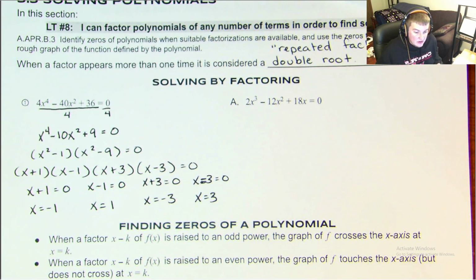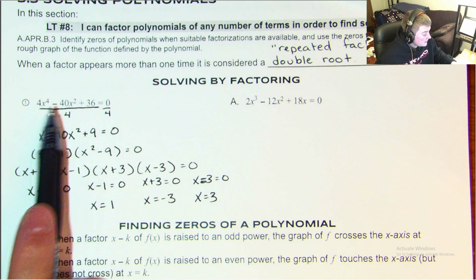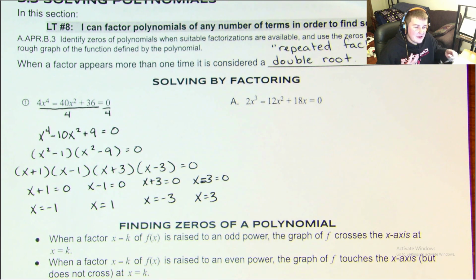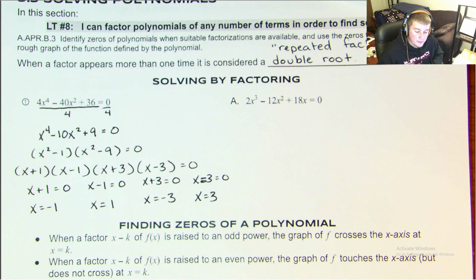Okay, so as I look at this problem, we ended up with 4 answers. X can be equal to negative 1, it can be equal to positive 1, it can be equal to negative 3, and it can be equal to positive 3. This is the point of factoring. The point of factoring isn't just to write it in a different method. The point of factoring is to write it in a different method that will allow us to actually solve the equation and allow us to get x values that actually make this equal to 0.